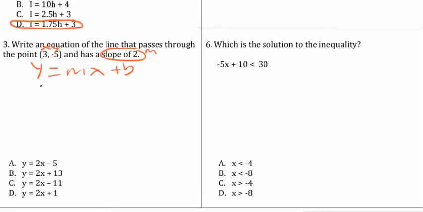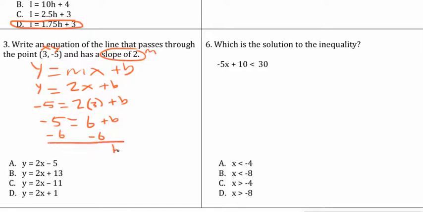So first thing I'm going to do is plug in my m, so then I have y equals 2x plus b. Now I'm going to use my x value and my y value to finish it up. So my y value is negative 5, and then my x value is 3. I can simplify this. 2 times 3 is 6. And then I want to find b, so I'm going to subtract 6 from both sides, which will give me b equals negative 11. So here I have my slope of 2, which all of these equations have a slope of 2, and then my b value is negative 11. So my equation should be y equals 2x minus 11, which is C.